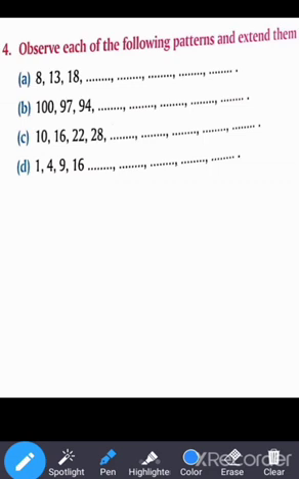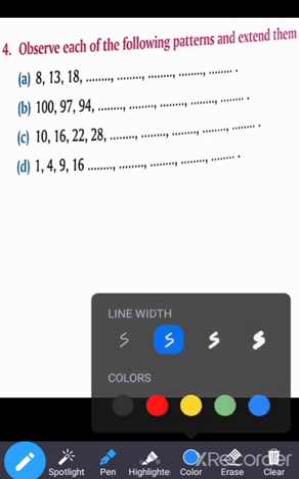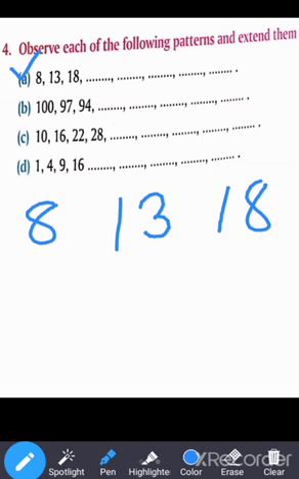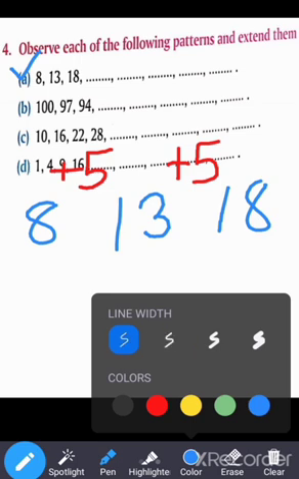Okay, so now first we have to judge whether the numbers are increasing or decreasing. So here the numbers are increasing: 8, 13 and 18, and they are not very big, not much difference between them. So we'll first find out the difference between two numbers. So 13 minus 8 we are going to get 5, 18 minus 13 we are going to get 5. It means we are adding 5 to get the next number. Okay, so how many numbers do we have to find out? 5 numbers.